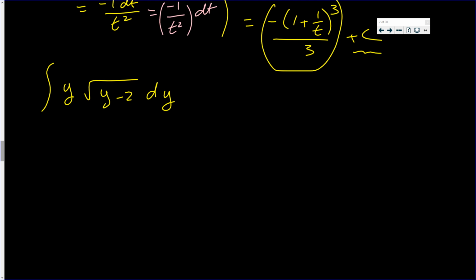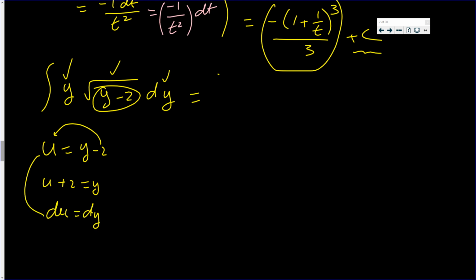So let u equal y minus 2. So bringing this to the other side, u plus 2 is y. I did it because I need to know what y is. And now, from here, du is just dy. So I claim I have everything that I can write in terms of u. y is u plus 2.